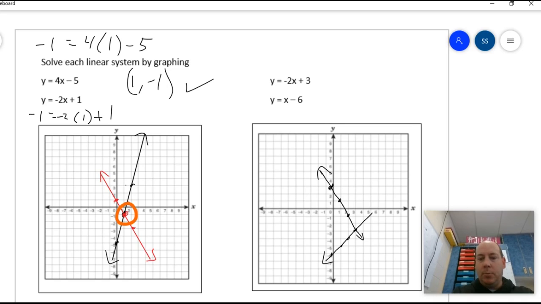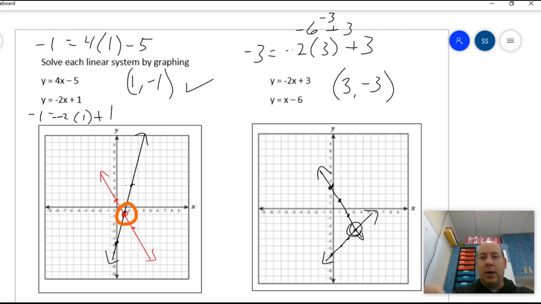Okay, so it appears that there's my solution. So that's at 3, -3. And let's double check that and make sure that works. So y equals -2x plus 3. So -3 is equal to -2 times my x value. So -2 times 3 is -6. -6 plus 3 is -3. So -3 equals -3. So it works for that one.